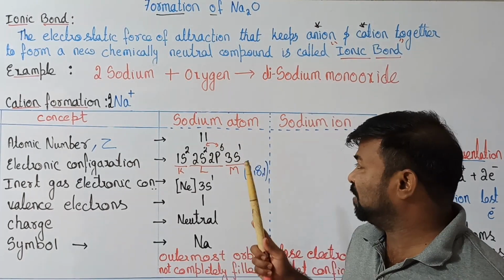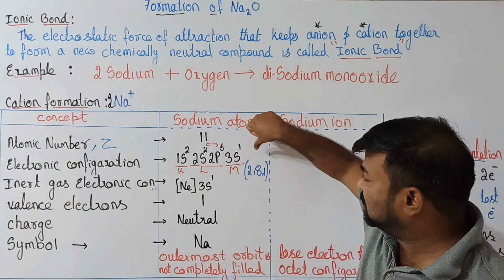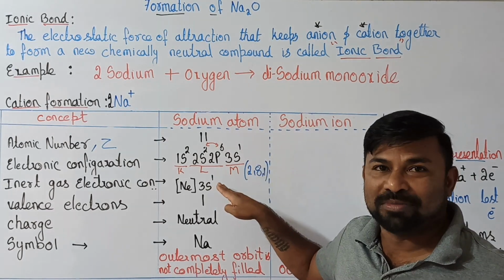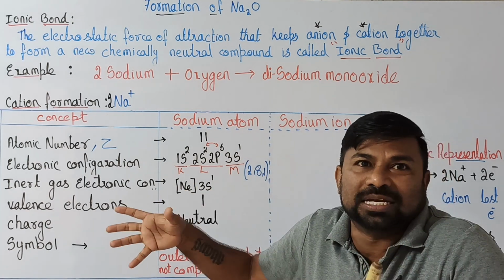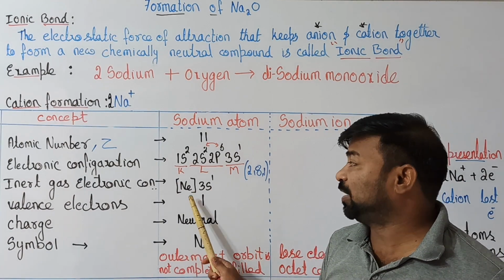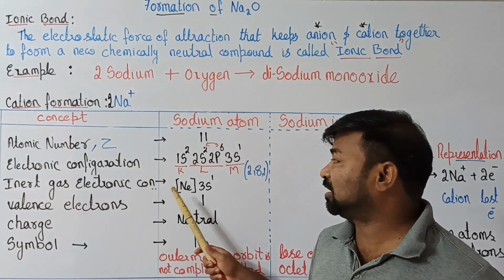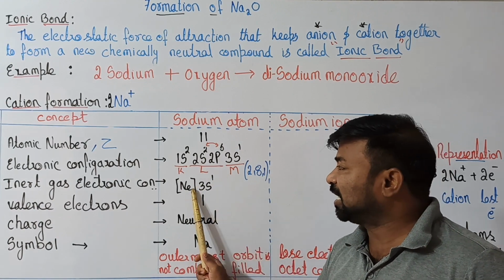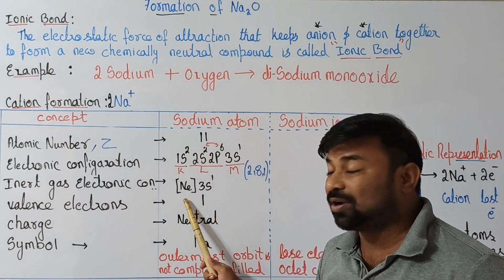Right. But please remember, when we are saying 2, 8, here we are having an octet configuration. Before sodium, there is someone who is inert. That is nothing but neon. Neon means 10. Second orbit is completely filled. That's the inert gas electronic configuration, neon 3s1. By this, we can say till the second orbit it is completely filled. That's why we have written neon.